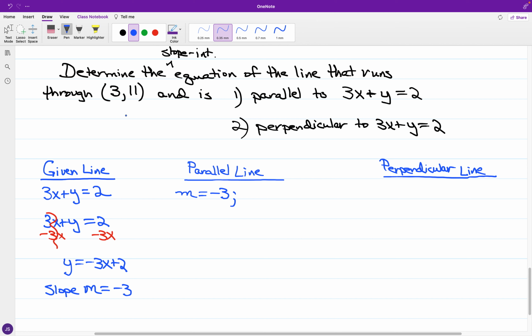And for the parallel line, the point through which it passes will be (3, 11). We'll get to the point-slope equation for that one, but I just want to create also the backdrop for the perpendicular line. It's going to pass through the same point as the parallel line, but for the slope, we're looking at the opposite sign reciprocal of negative 3, and so that's going to be a positive 1/3.